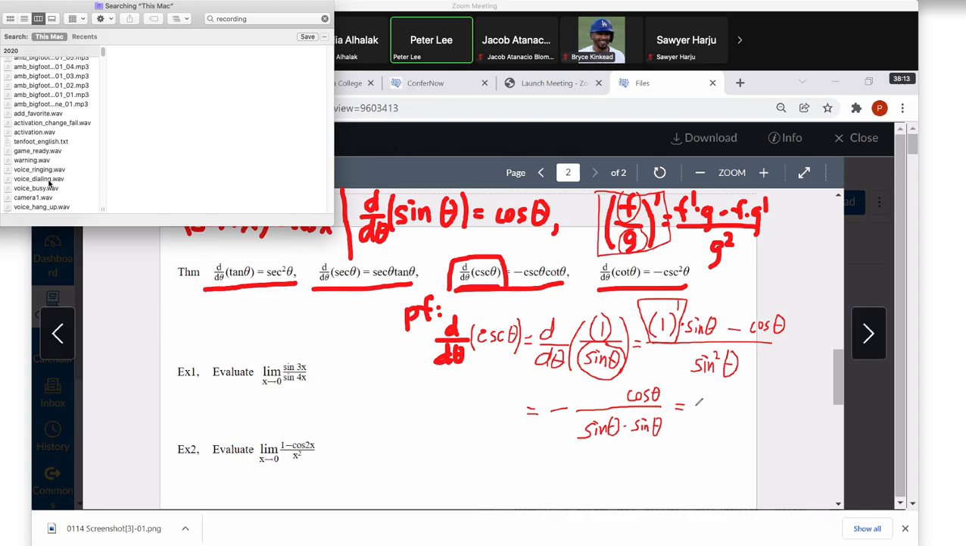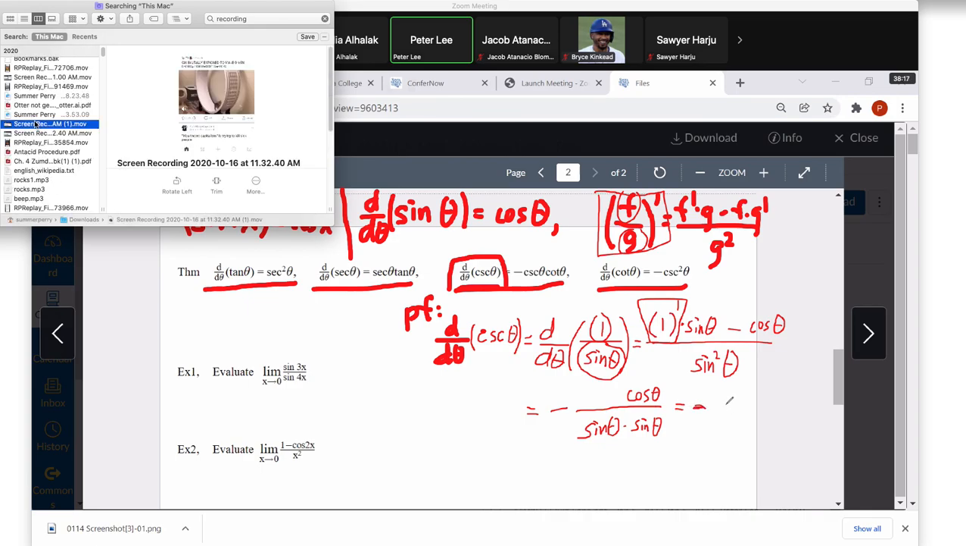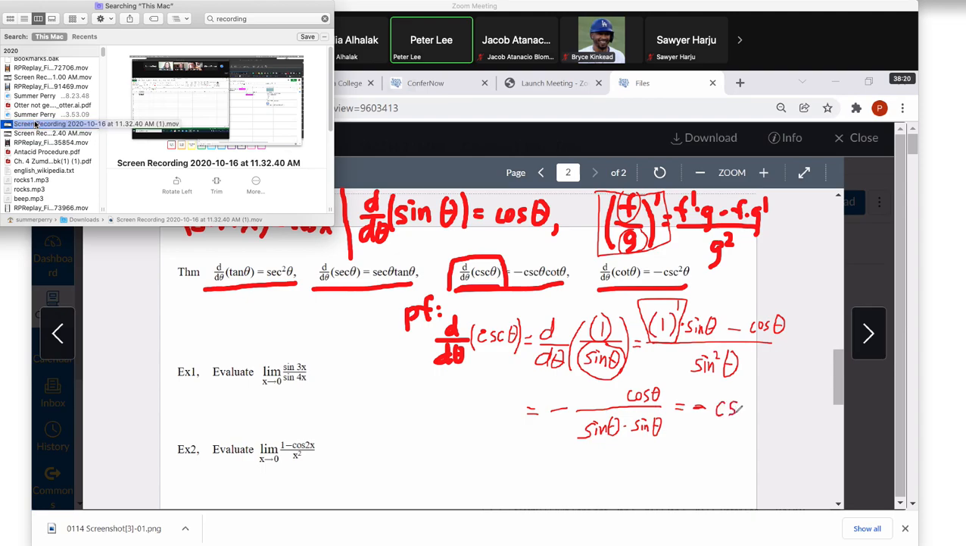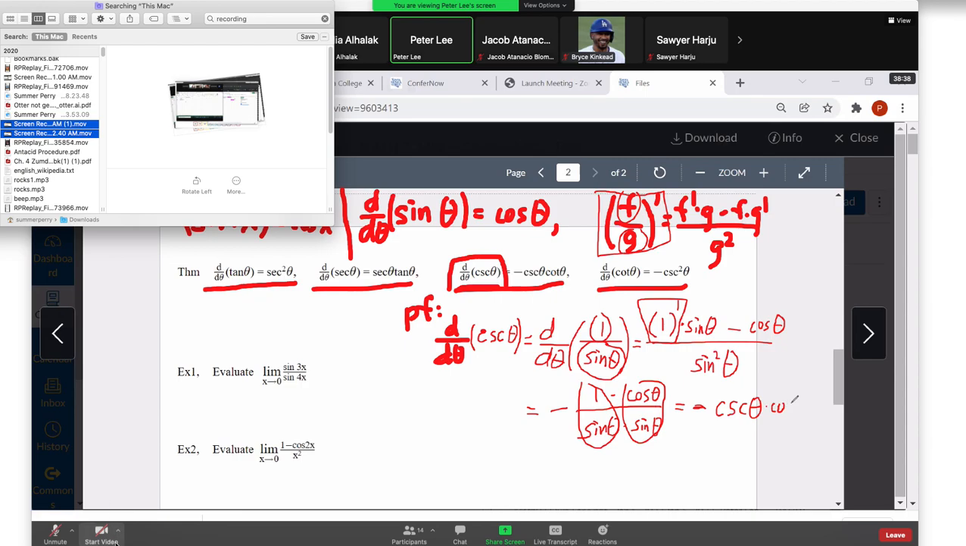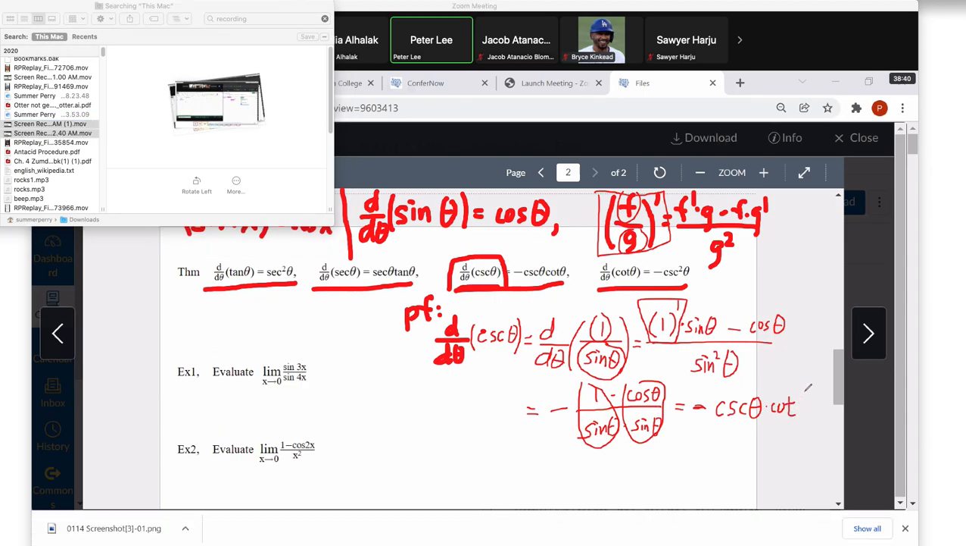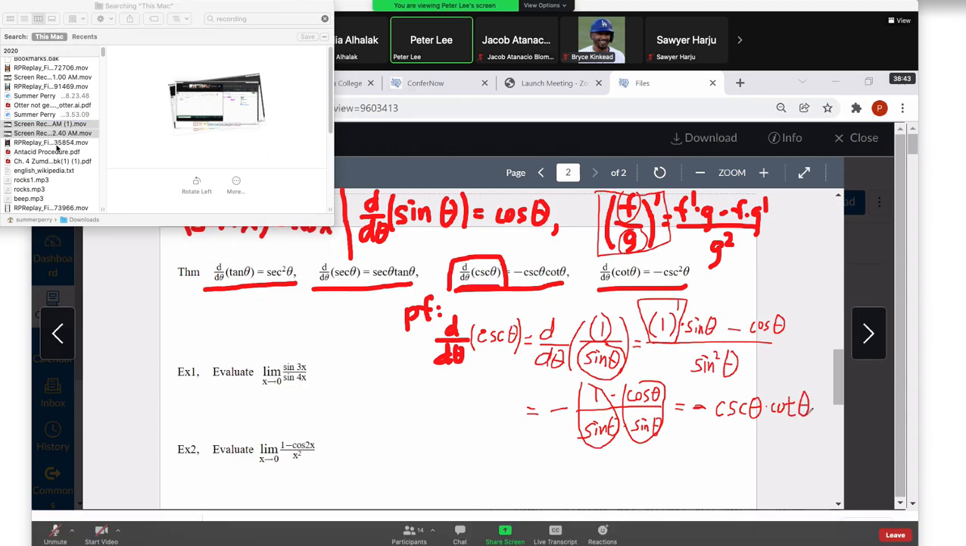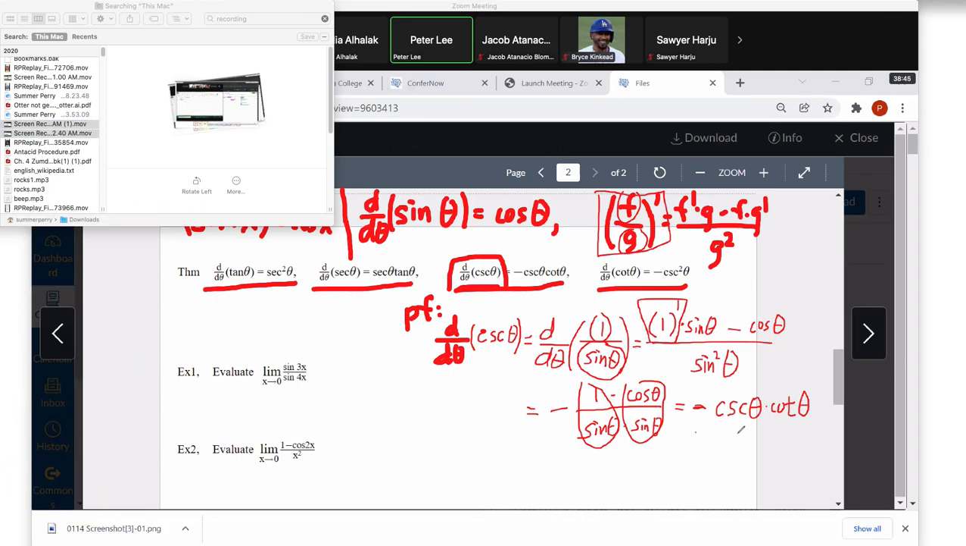So now what is it equal to? Minus. What is 1 over sine? 1 over sine is cosecant theta. So that's cosecant theta right there. Basically 1 times this, if you like. And times what's this guy here? Well, this guy is cotangent theta. That's the definition of cotangent, by the way. The definition of cotangent theta is cosine theta over sine theta. So this is it.